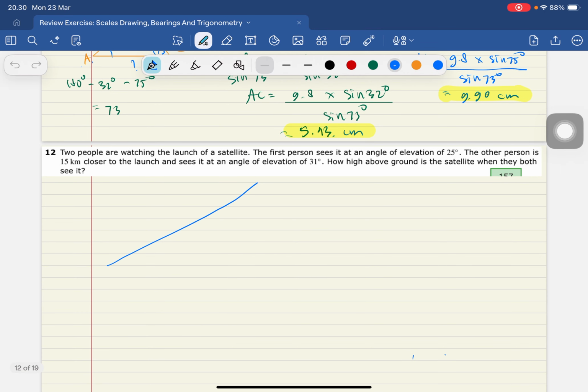Okay, so let us make a sketch. So here is the launch, where the first angle is 25 degrees. And then the other person is 15 kilometers closer to the launch site, and from here the angle is 31 degrees. How high above the ground is the satellite when they both see it? Okay, we need to find the height.